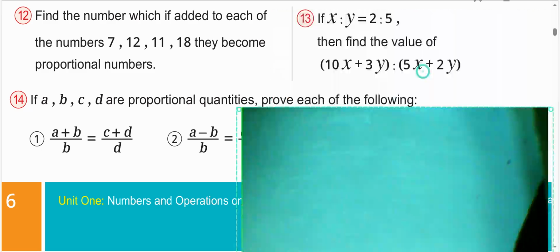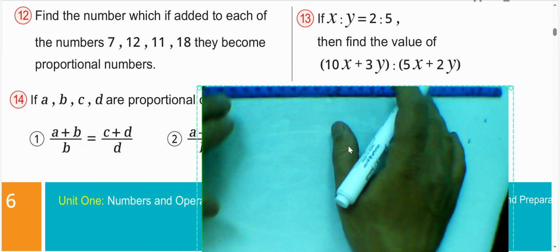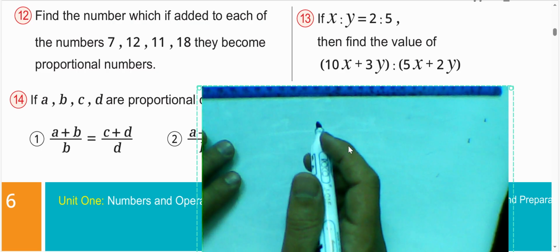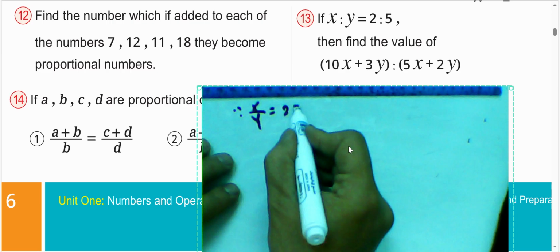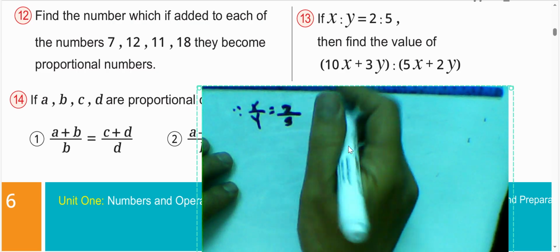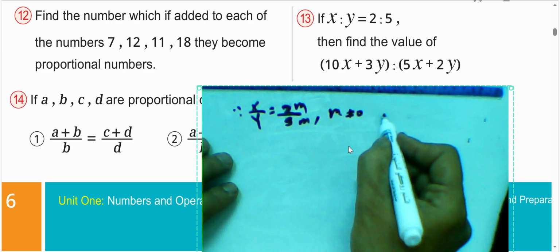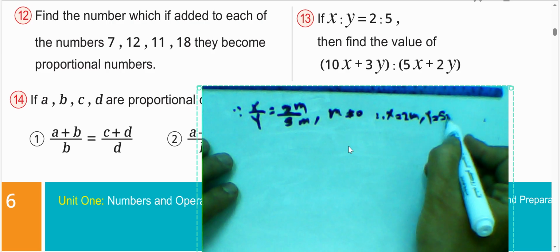Understood? Question number 13. If x over y equals 2 over 5, find the value of this expression in the simplest form. Okay. Such that x over y equals 2 over 5. We can raise the ratio here, 2 over 5. Put a constant here m, and the constant m is not equal to 0. So the value of x will be equal to 2m and the value of y equals 5m.